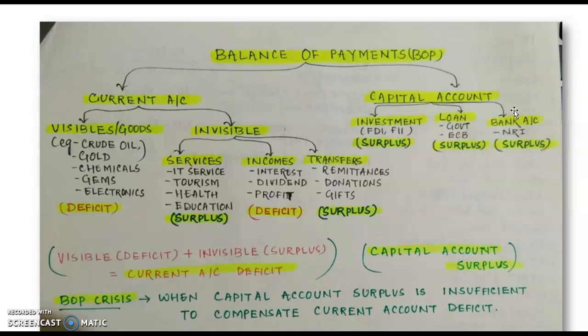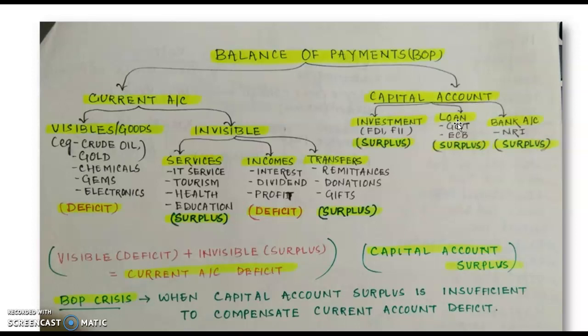Now come to this part. This one is capital account. It consists of investment, loan and banking capital. Investment means when foreign entities or foreigners are investing under foreign direct investment or foreign institutional investment, we call it investment, right? That comes under capital account. Here we have surplus, meaning more foreigners are investing in India than Indians are investing outside, right?